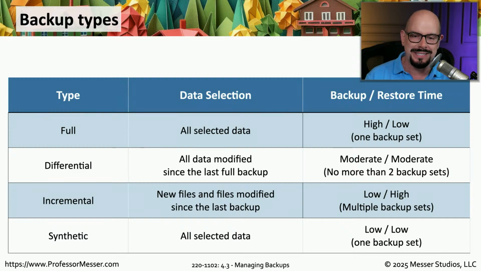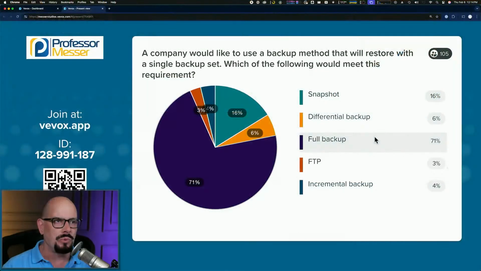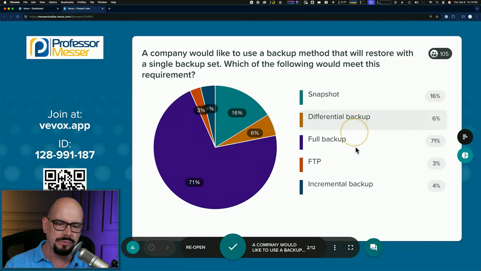So had I put synthetic on that list, you would have had to choose between full and synthetic, and that wouldn't have made any sense, which is why it's not there. We would have had to put one or the other, I guess, into that mix. But that is why full backup is the right solution. That's why differential and incremental are not the correct solution.